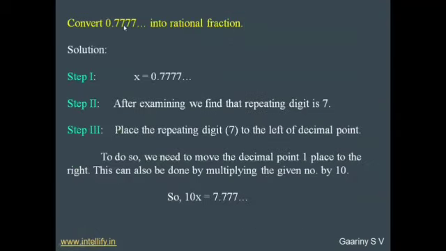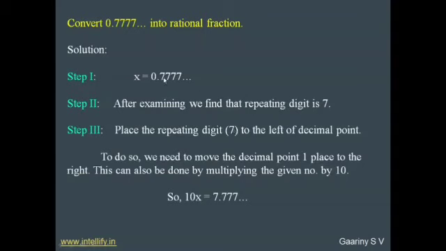Now you are given the question that you have to convert 0.777 etc. into a rational fraction. The first step is so simple. You just have to simply assign x equal to the given number. So x is equal to 0.777 etc. After this, you just have to find the repeating digit in this x value. Here 7 is the only digit which gets repeated. So after finding the repeating digit, you have to go to step 3. You have to place the repeating digit, that is 7, here to the left of the decimal point.